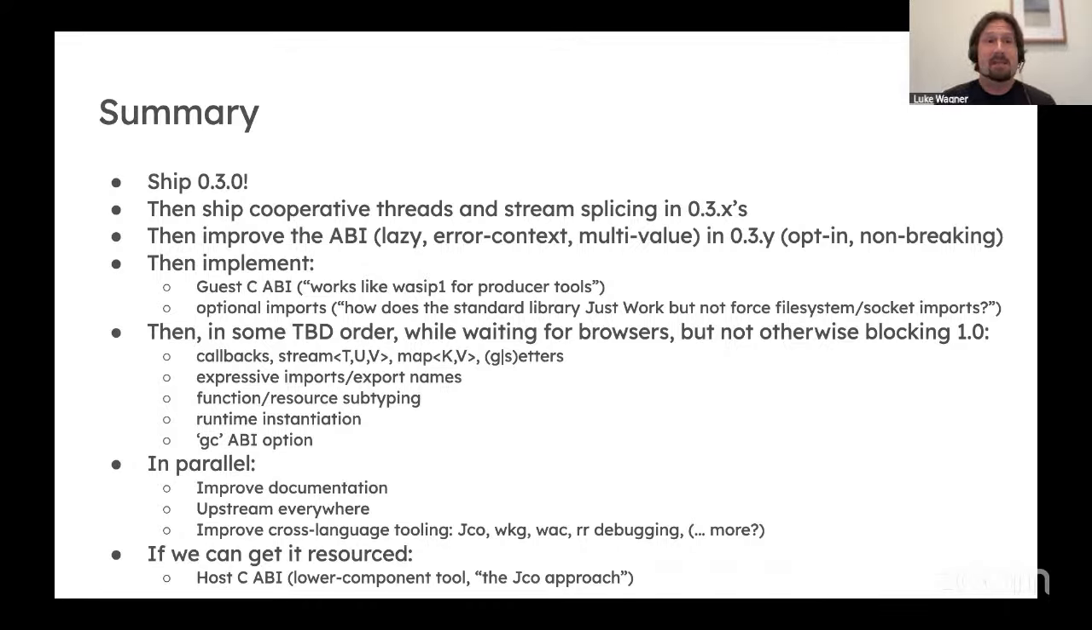And then in some TBD order, while waiting for browsers but also not blocking, if browsers are ready, anything that's not ready can be a 1.x, is all those things I just talked about. And then in parallel to all that, we should be improving documentation, upstreaming 0.3 stuff everywhere based on our stability, and improving cross-language tooling, especially around Jaco, Wasmtime, Wasm, and record and replay debugging, and hopefully more. And lastly, if we can get it resourced, then the host CABI.